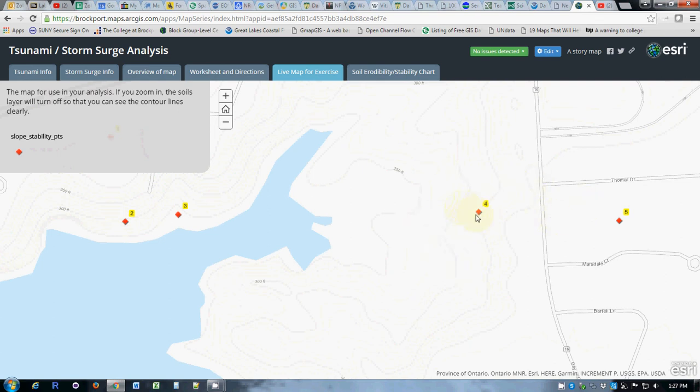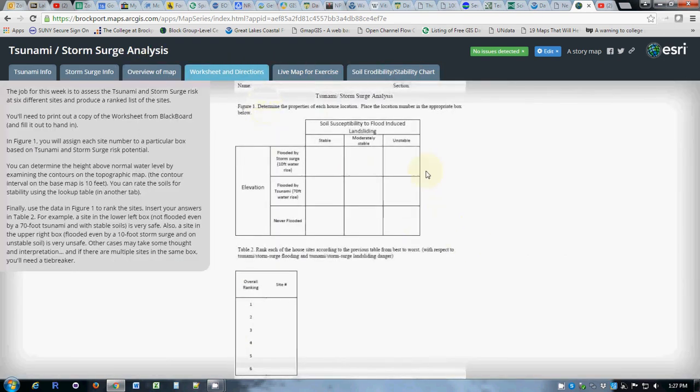So site 4, even if there were a 70-foot water rise for whatever reason, maybe a tsunami, site 4 would not be submerged. So that means, going back to the worksheet, although site 4 is unstable, it's never flooded. So this box right here would be filled in with site 4.